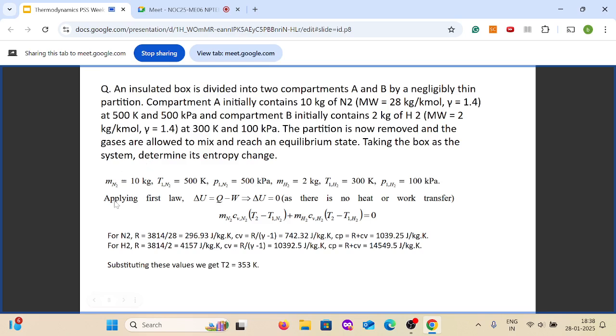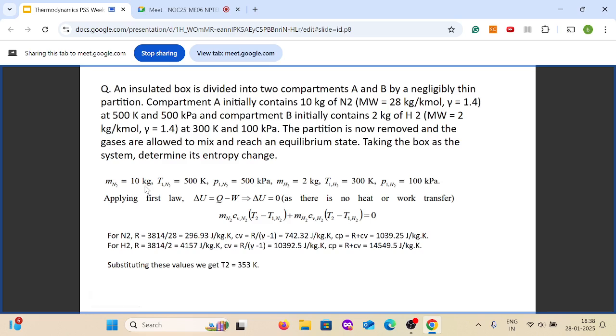So first, what is known here? This is an insulated box, so there is no heat transfer. Previously we had heat transfer, so here there is no heat transfer. That is the only change here. You know the initial mass, temperature and pressure for both the compartments, so that is given.